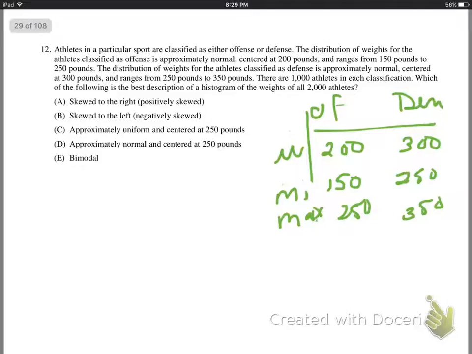All right, and so do you see here they want to combine the information? So I still have a peak here at 200, and I have a peak here at 300, because that's my mean. I'm going to have a whole bunch of guys there. So this is going to be bimodal, because I have two peaks.